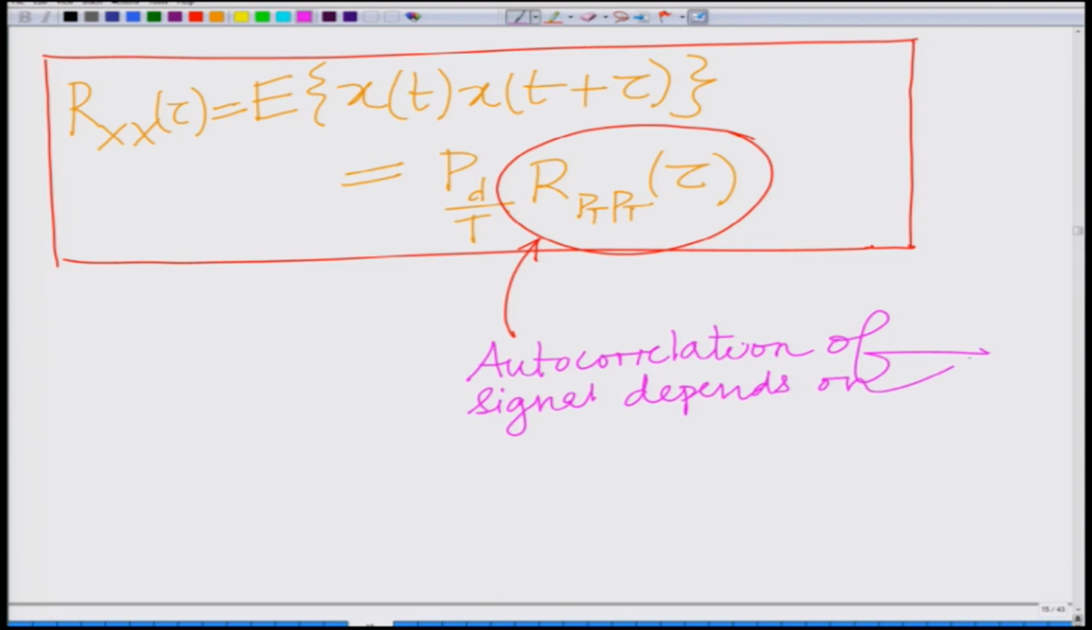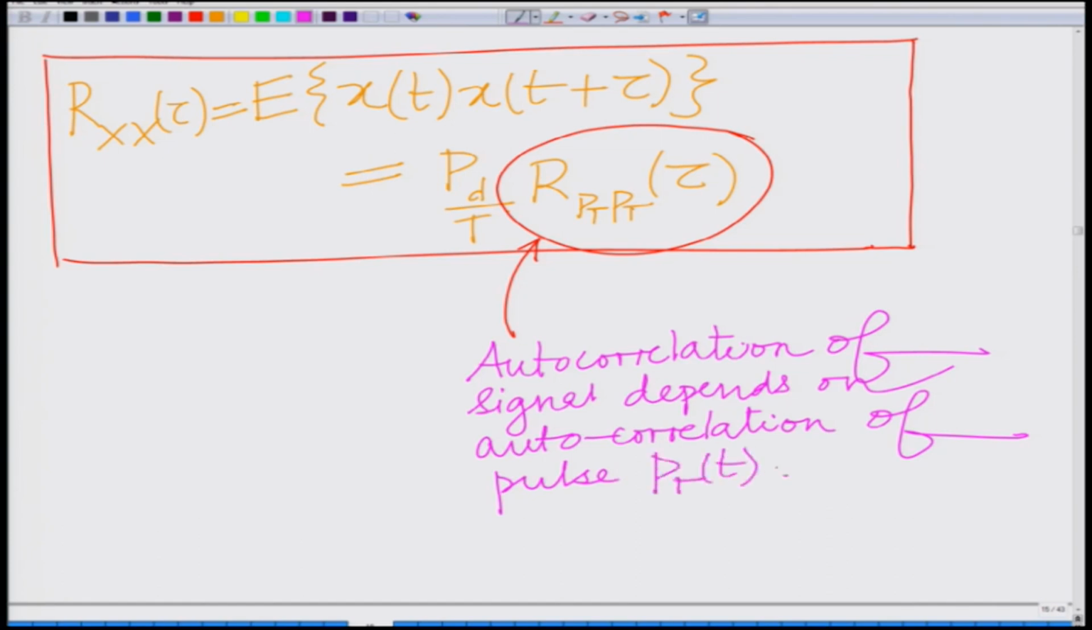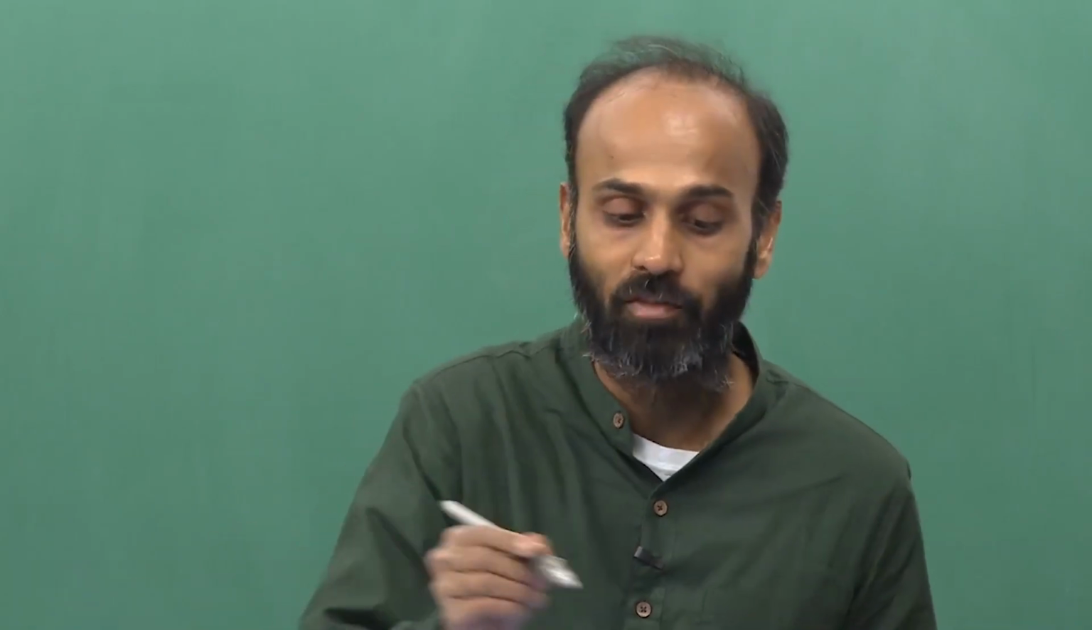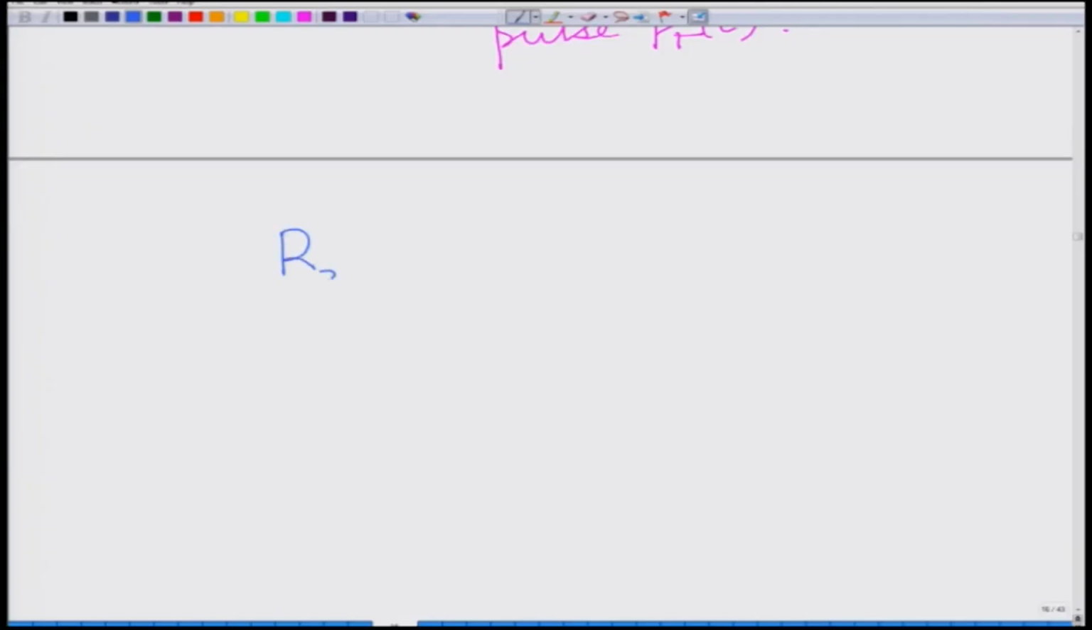The autocorrelation of the signal depends on the autocorrelation function of the pulse p t. In fact, if you now take the Fourier transform of this autocorrelation function, we have R x x tau equals P d over T, which is a constant, times R p t of tau. It depends on the autocorrelation of the pulse.